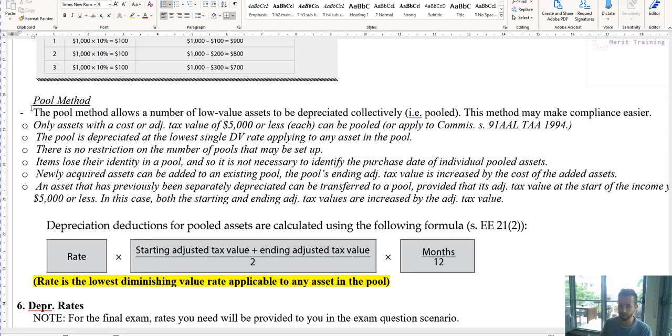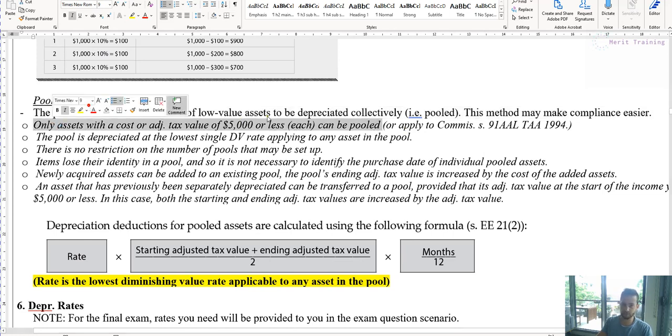And instead of depreciating individual items, what you do is you depreciate the whole pool. So you calculate what the total value of the pool is, or the adjusted tax value of the pool is, times it by your depreciation rate. That's your depreciation expense. And then the adjusted tax value for next year is the total value of the pool, less any depreciation, plus adding any assets that you've acquired or added to the pool during the year. So the general rule here is only assets with a cost or adjusted tax value of $5,000 or less each can be pooled. Or you can also apply to the Commissioner for a special exemption, to say, can I put this in the pool? But for most cases, that's not really realistic.